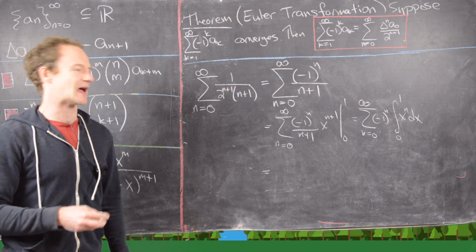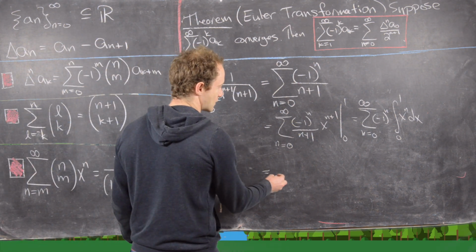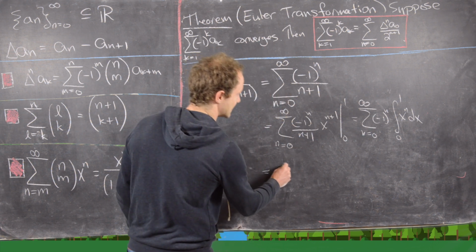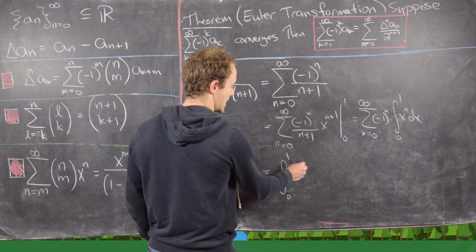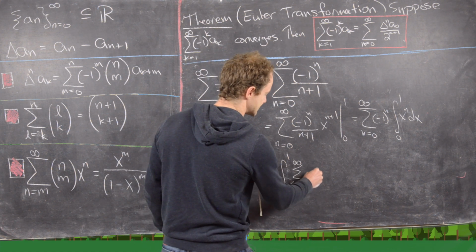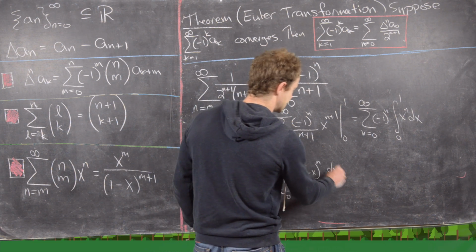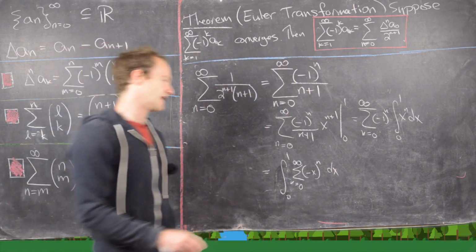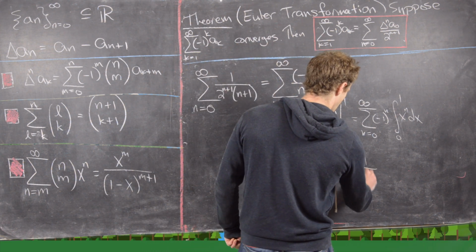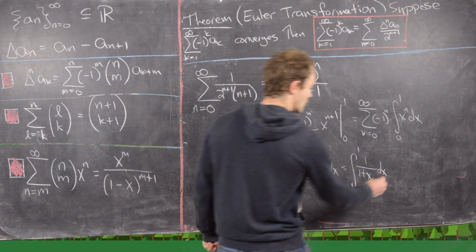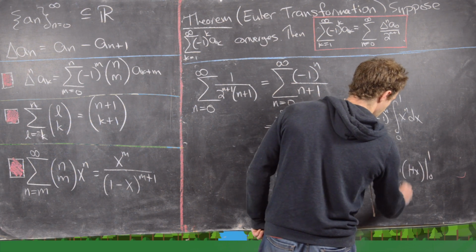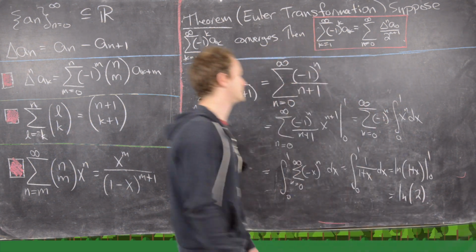Okay? But the next thing that we can do is bring the sum inside the integral, because between 0 and 1 this is absolutely convergent. So this is going to give us the integral from 0 to 1 of the sum from n equals 0 to infinity of, and I'm going to write this as, minus x to the n dx. But again, that's a geometric series, so that's the integral from 0 to 1 of 1 over 1 plus x dx, which is going to give us the natural log of 1 plus x evaluated from 0 to 1, which gives us the natural log of 2.